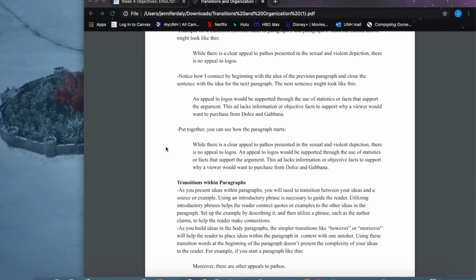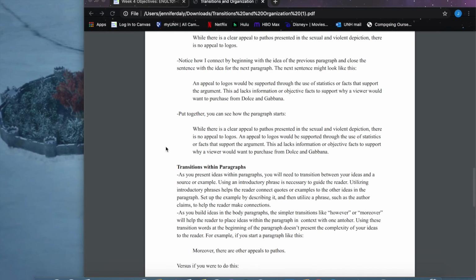While there is a clear appeal to pathos presented in the sexual and violent depiction, there is no appeal to logos. An appeal to logos would be supported through the use of statistics or facts that would support the argument. This ad lacks information or objective facts to support why a viewer would want to purchase from Dolce & Gabbana. Okay. So, first couple of sentences of the paragraph.